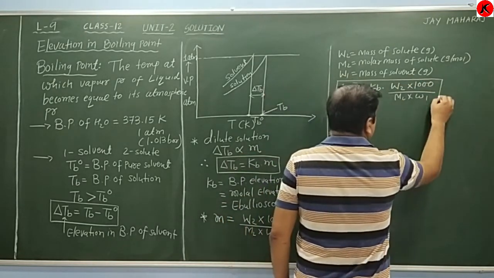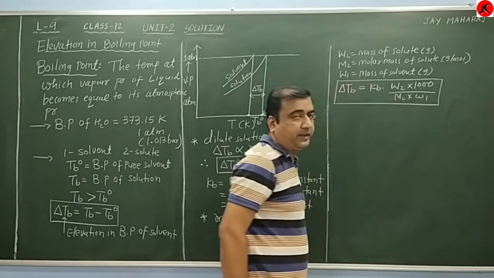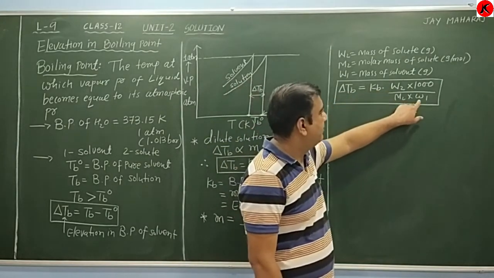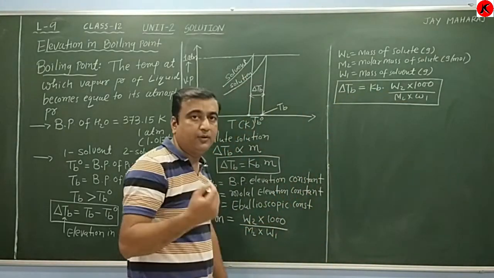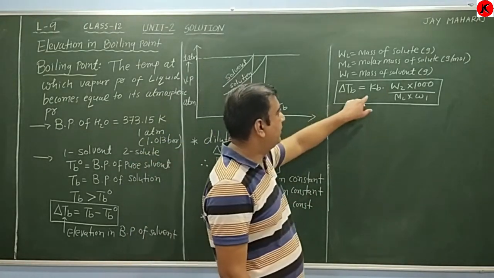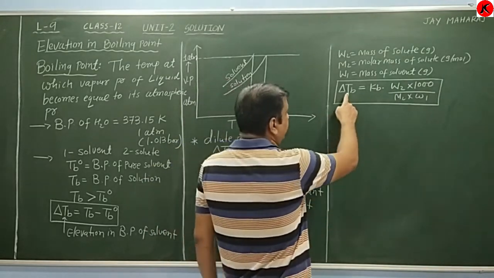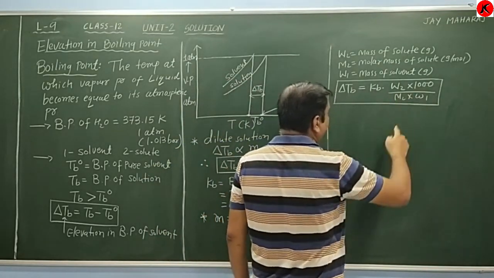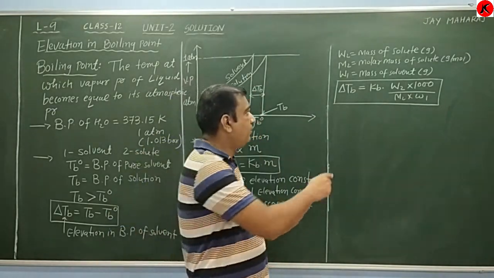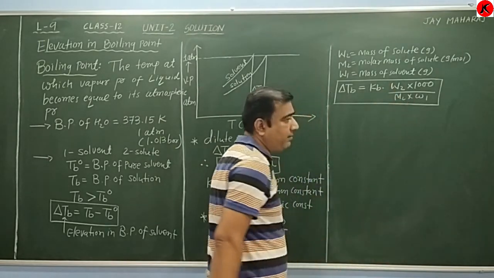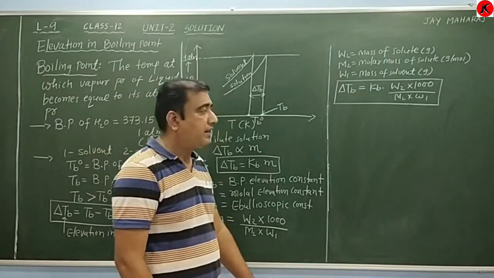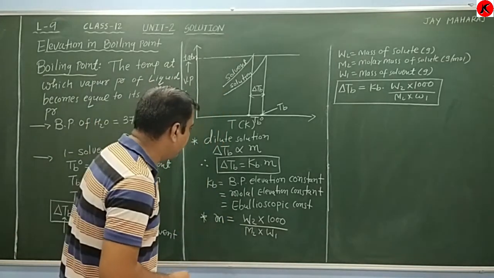So remember this formula. For calculation purposes, if we know delta Tb, Kb, W2, W1, then we can calculate M2, that means the molar mass. The molar mass of the solute can be calculated if we know delta Tb, Kb, W2, W1. Similarly, we can calculate W2 if the others are known. In short, 5 variables are there, 4 variables will be given in the exam, so we can calculate the remaining variable.